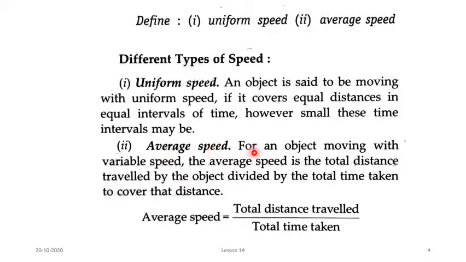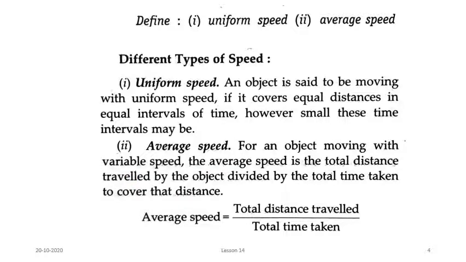Next, your average speed. Average speed for an object moving with variable speed. The average speed is the total distance traveled by the object divided by the total time taken to cover the distance. Average speed means the total distance.